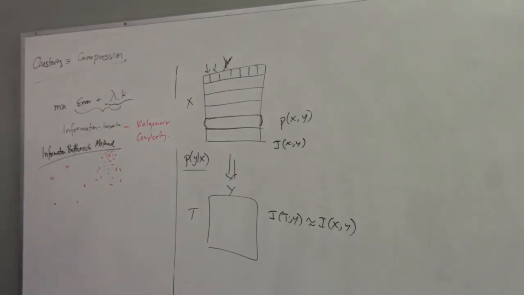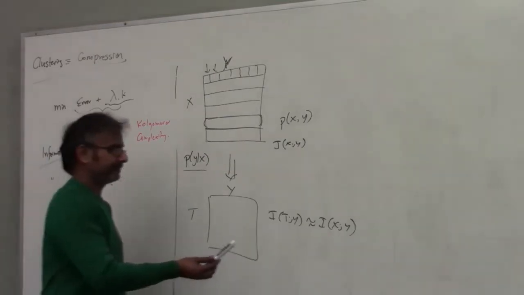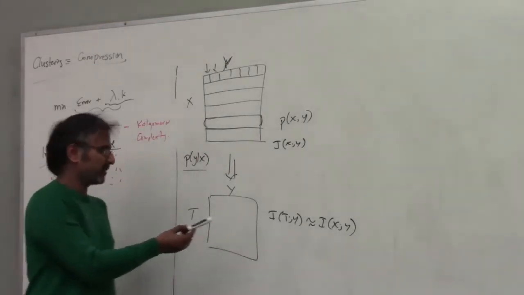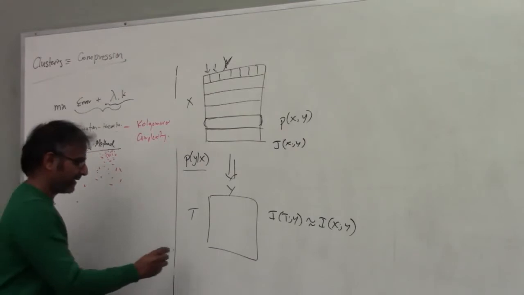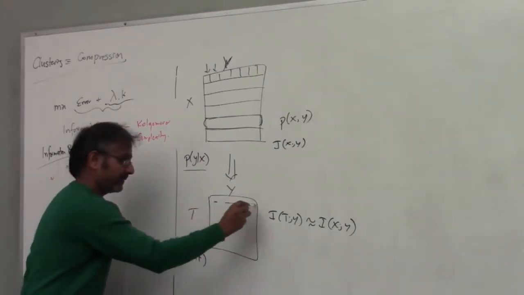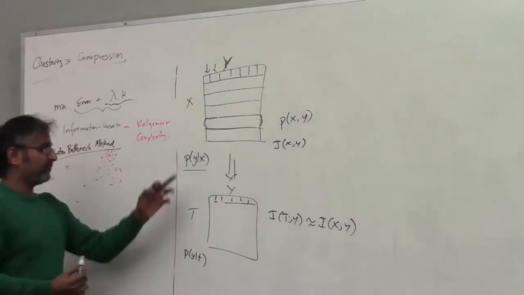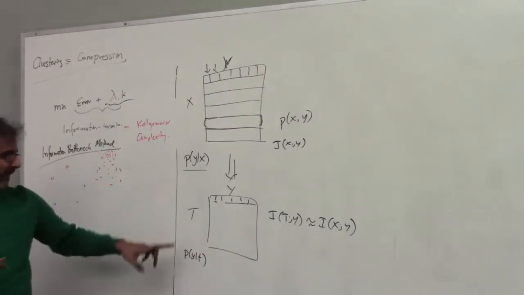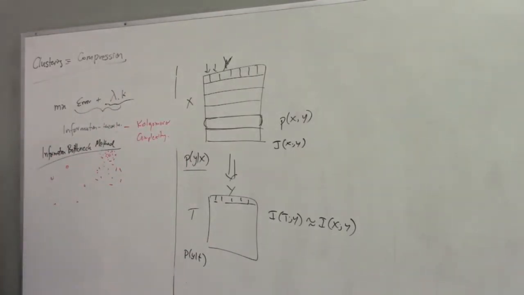Okay, does it make sense, this transition here? Okay. So what next? One thing that's very interesting, if I think of it this way, I can now think of P of y given t. So if P of y given x was the coordinates of x, what is P of y given t?